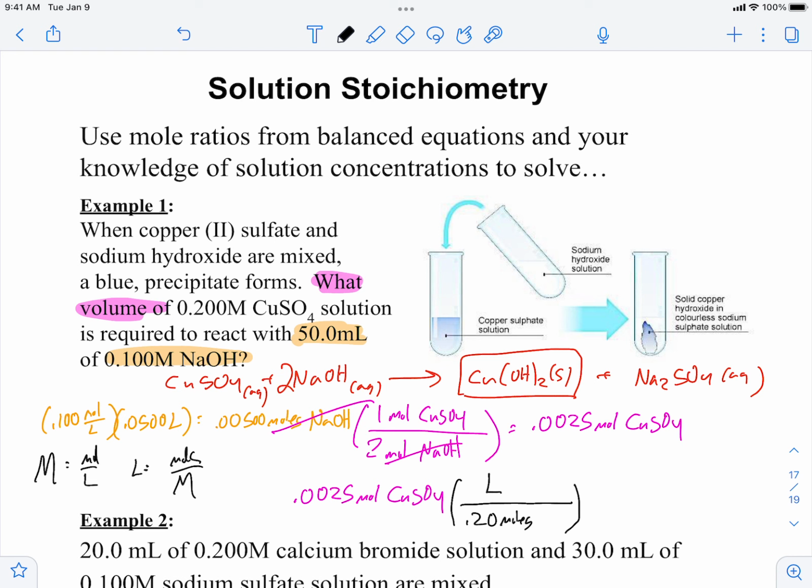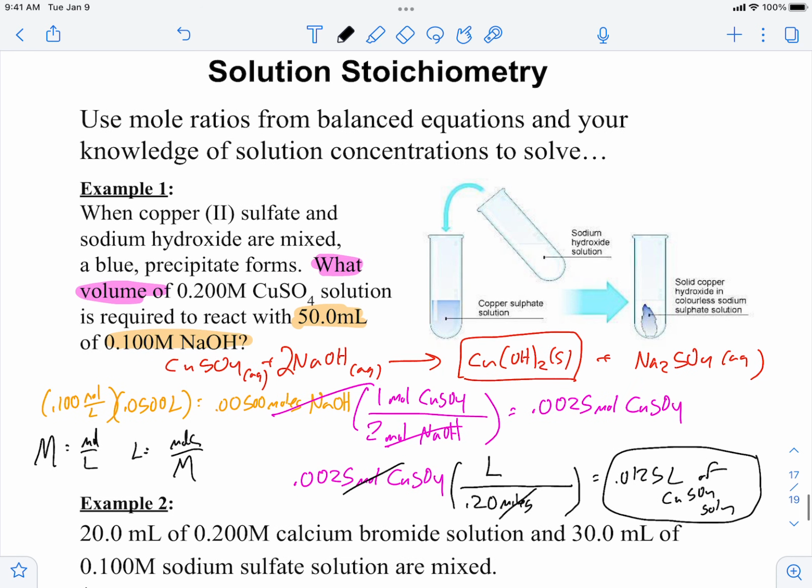We did this a bunch with density back in Unit 1, where sometimes when you have to divide by density, the way you show that your units cancel is to flip it over, so our moles cancel, and so 0.0025 divided by 0.2 is 0.0125 liters of CuSO4 solution.